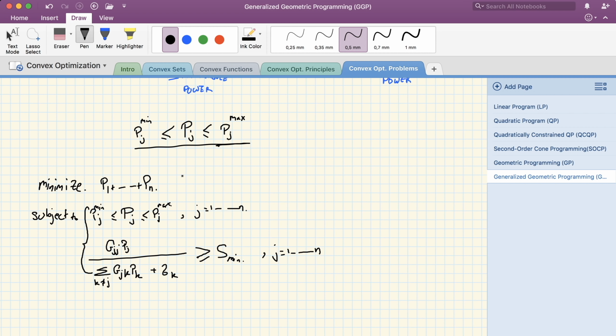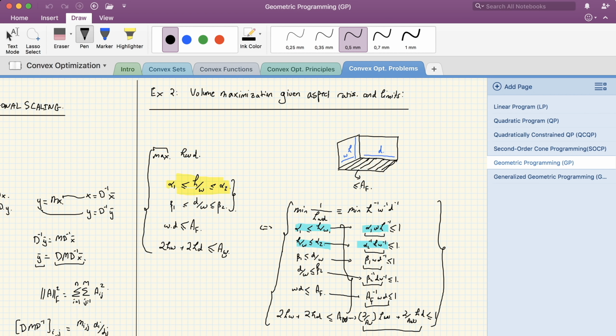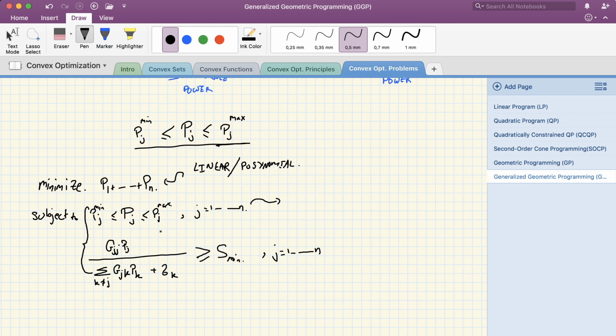Okay, so this problem looks easy at first sight. Here we've got a linear cost. Linear is a particular instance of a polynomial, right? So this is linear, a polynomial with n terms. And this constraint right here that you see is also linear. We saw it previously. Those bounds, lower and upper bound, could be easily transformed to a polynomial inequality. On the left-hand side, I get a polynomial. On the right-hand side, I get a 1. So here, I'm going to write polynomial inequalities.